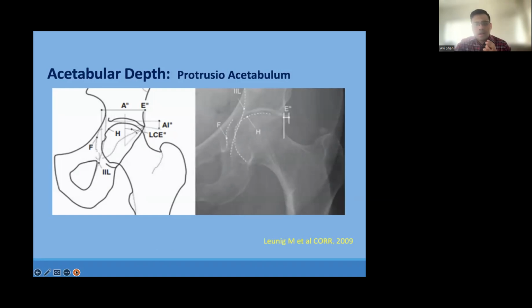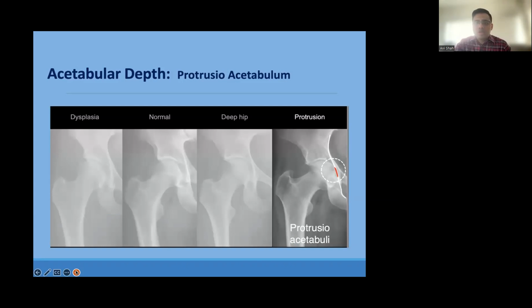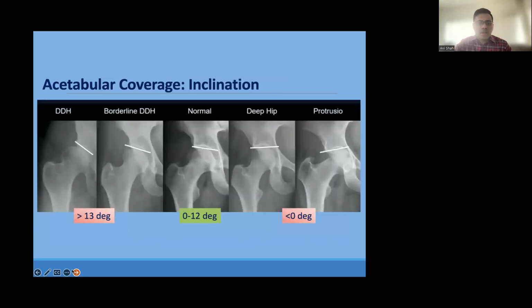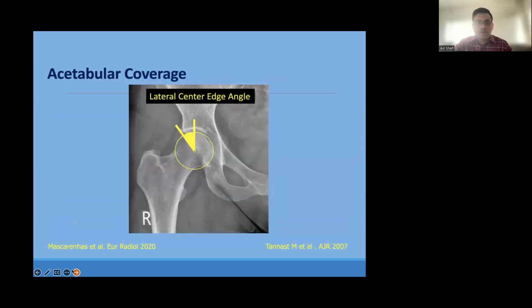That means the hip joint line is beyond the line which I just spoke about. So you can see over here, the hip is lying very deep, and it gives us extreme over coverage. Again, the next thing we need to look at is the tonus angle. The tonus angle is measured by a line and an angle which it makes to the medial and the lateral end of the sourcil. So for the acetabular inclination, anything less than 13 degrees is towards dysplasia. Normal is 0 to 12 degrees. And anything on the other end is a deep hip or going towards protrusio.